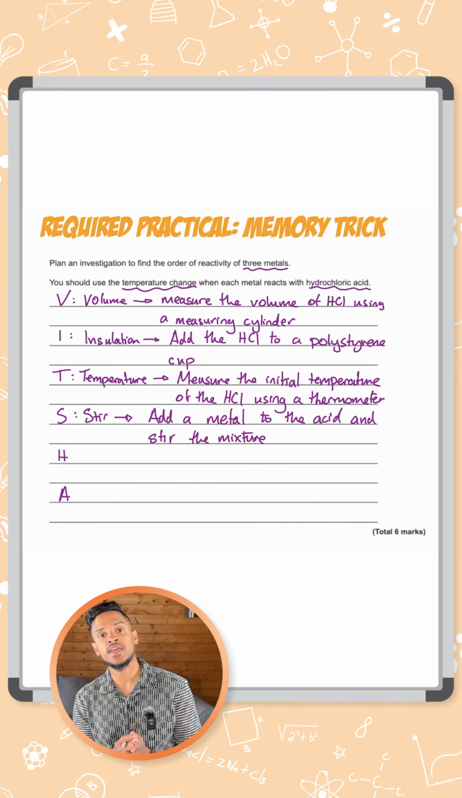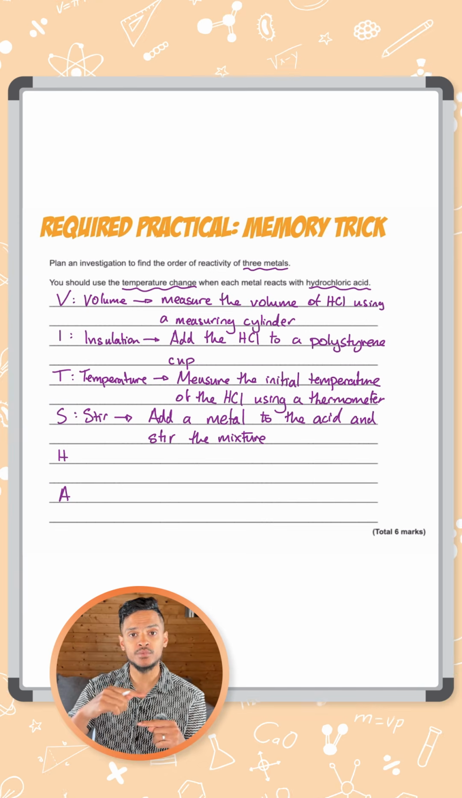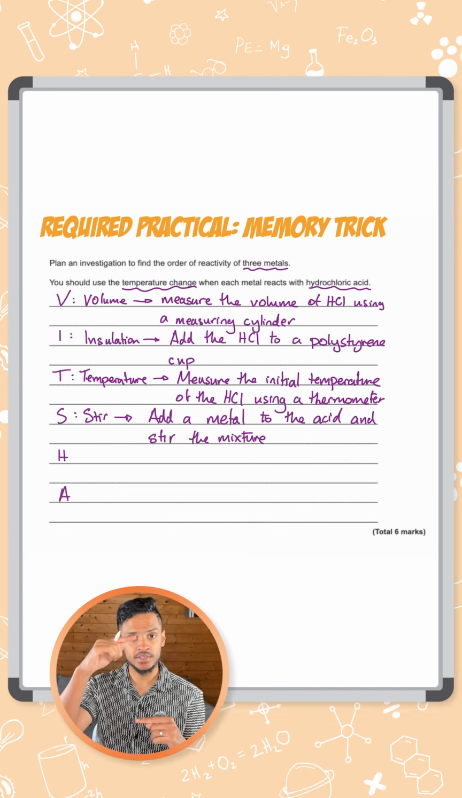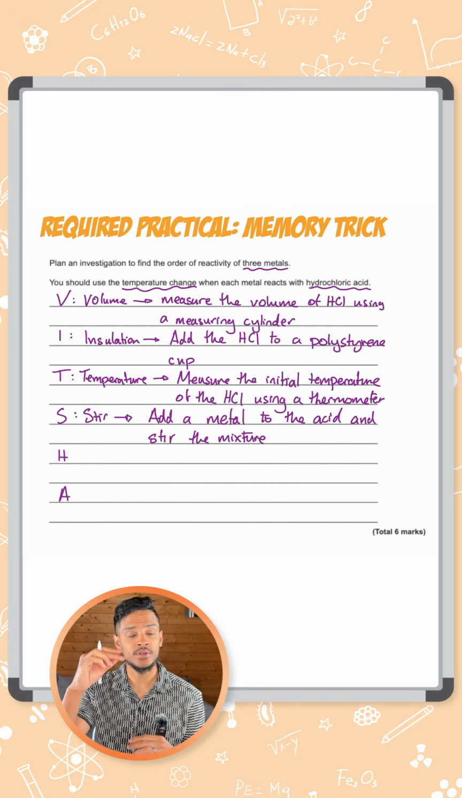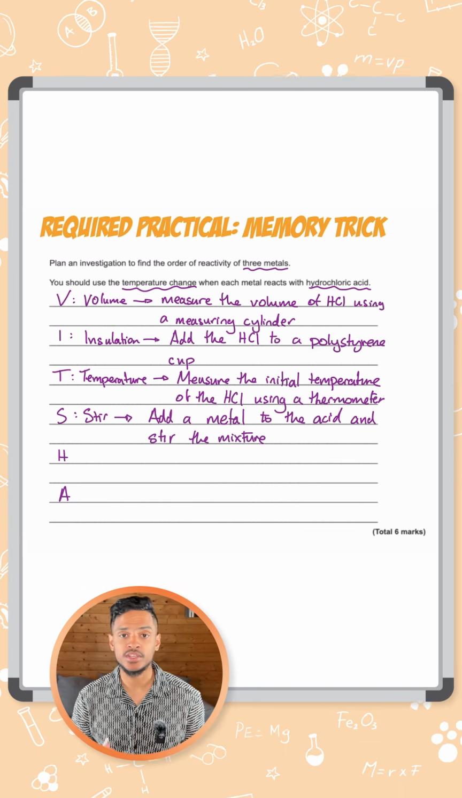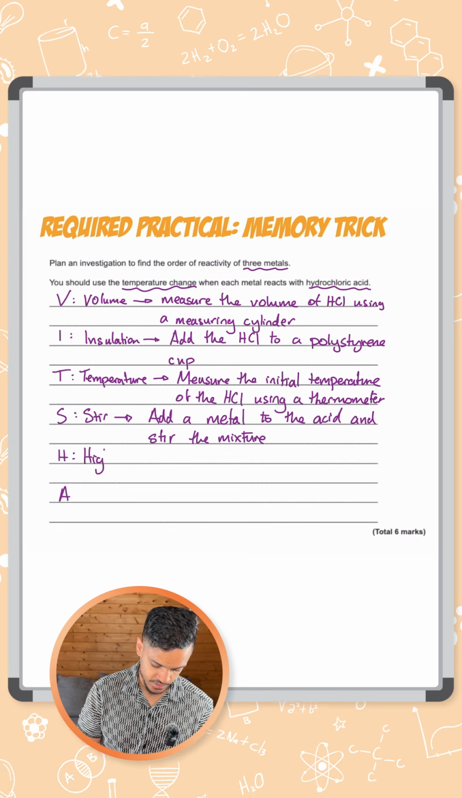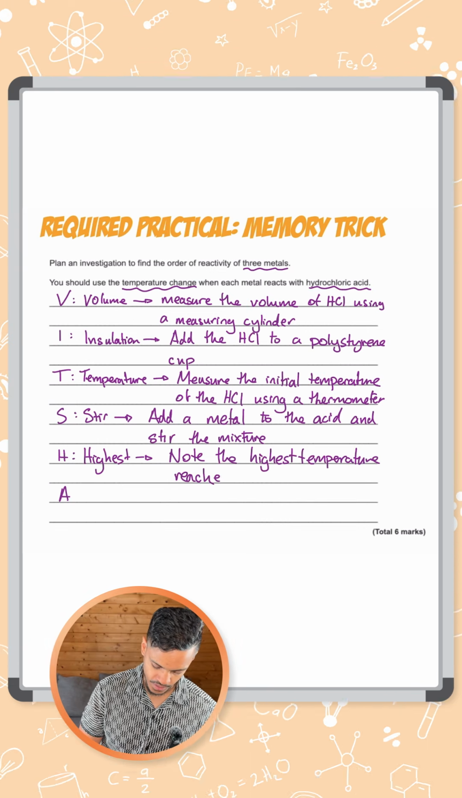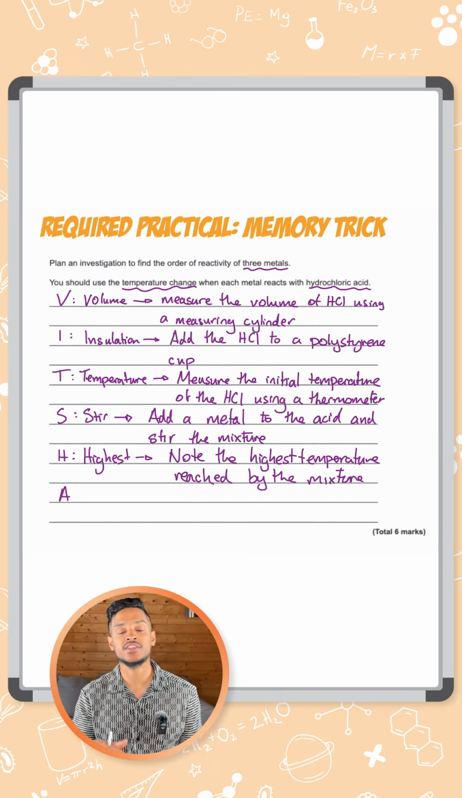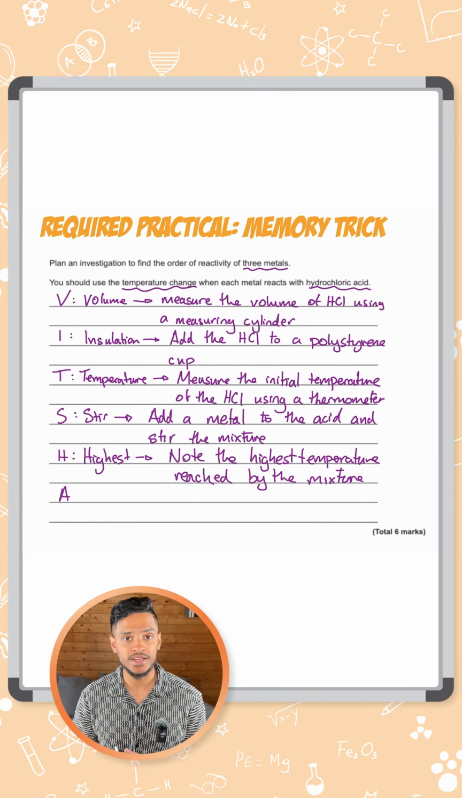Now what you'll see here is the temperature of the mixture will increase. So that thermometer reading will keep increasing. So you basically wait for it to reach its highest level, and that's the temperature that you need to note down. So the H here in VITSHA is for highest, which tells you to note the highest temperature reached by the mixture. This is an indication of how reactive the metal is. The higher the temperature, the more reactive it is.